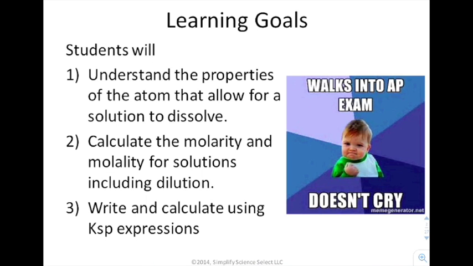Those sort of things. You should also be able to calculate the molarity and the molality for a solution, and that does include using a dilution formula to take one solution and dilute it to a smaller amount. And finally, you should be able to write and calculate using KSP expressions. KSP expressions are how you determine the degree of solubility of a particular salt. A lot of these things are going to be reviewed from your first year of chemistry, but we are going to take it a little bit further than we did in the first year.